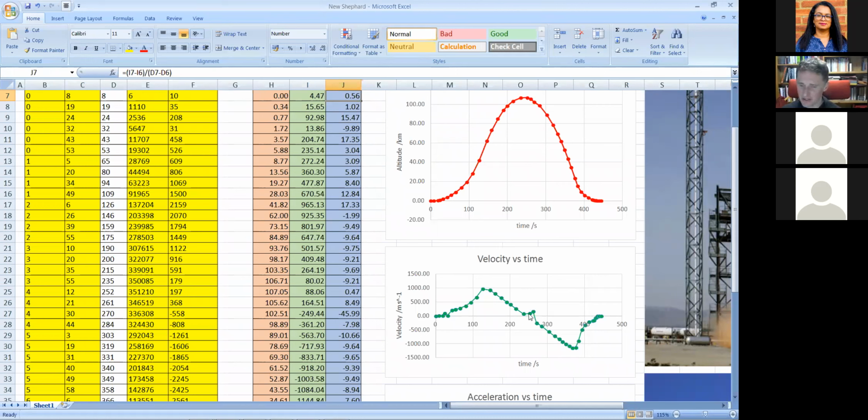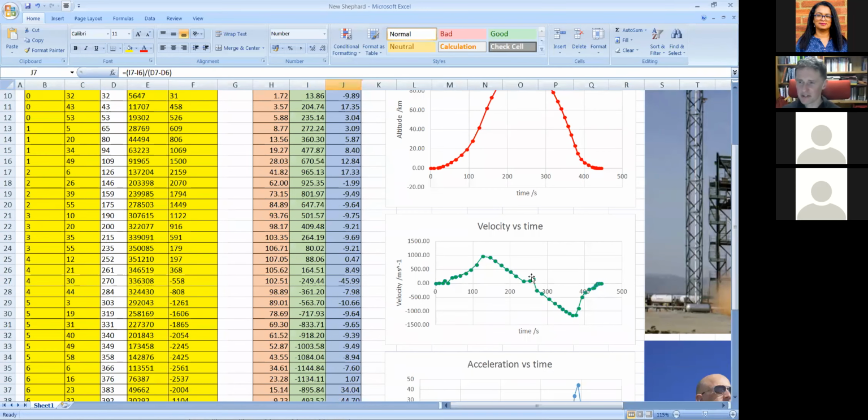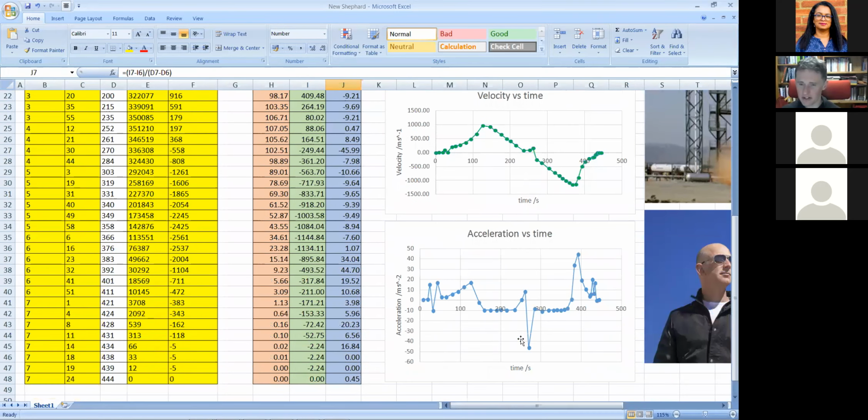There's an interesting kink here. I'm not quite sure what that means, and I'm not going to speculate. I think you'll have to drill down into what that means. You can see by taking the gradient of this graph that there's a sort of deceleration at this point. I don't know whether it's the separation of the craft or some sort of braking system.